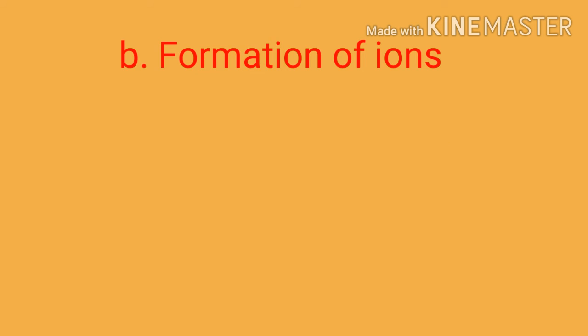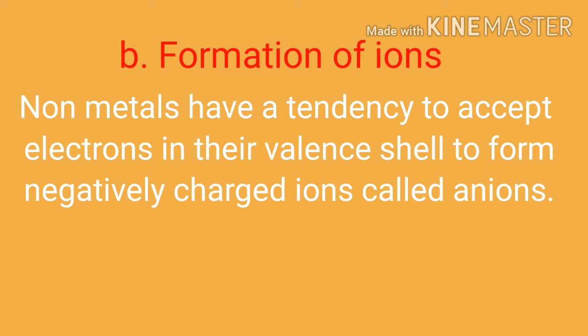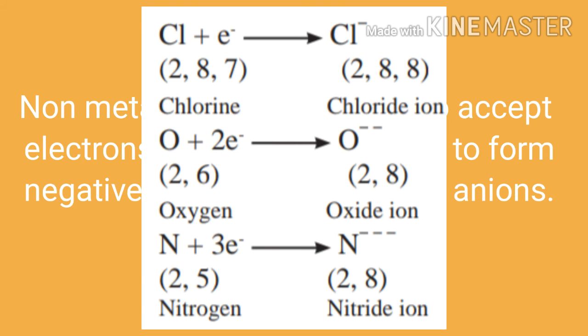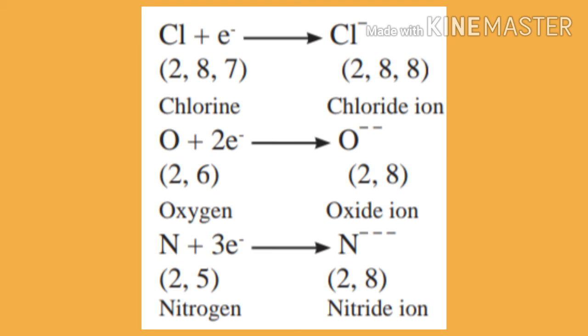Now we will see the formation of ions. Non-metals have a tendency to accept electrons in their valence shell to form negatively charged ions called anions. So here non-metals, to complete their octet in the outermost orbit, are going to receive or accept electrons. We will see the examples.